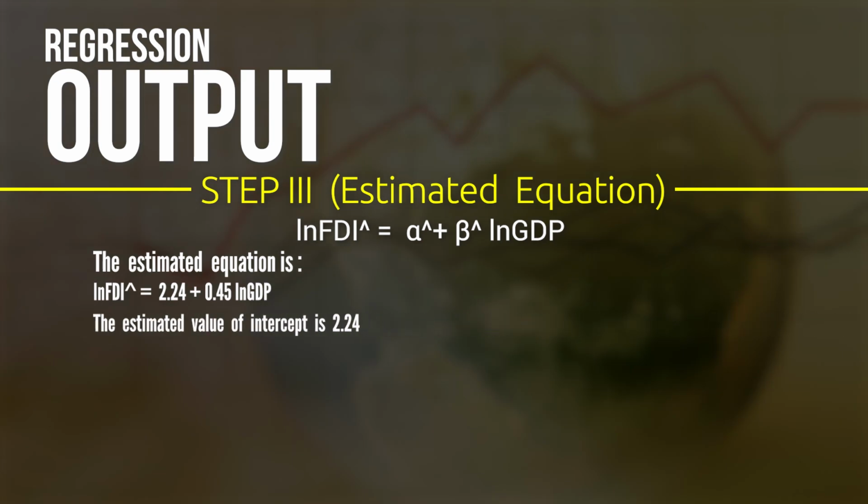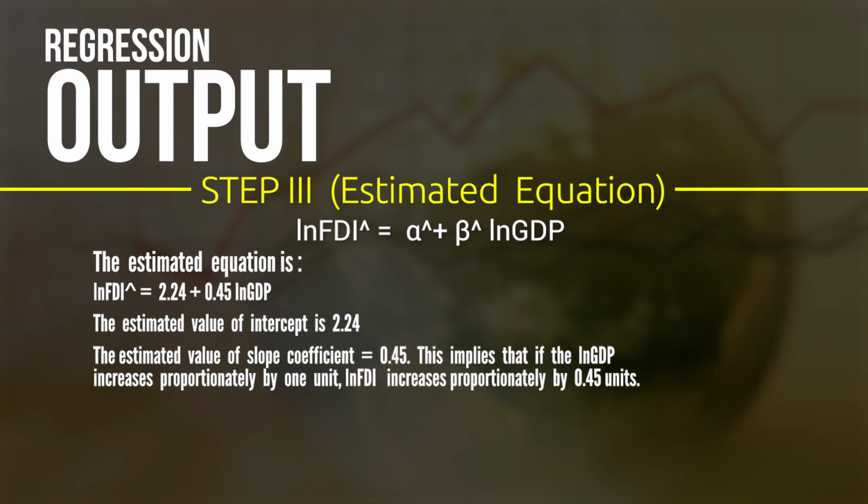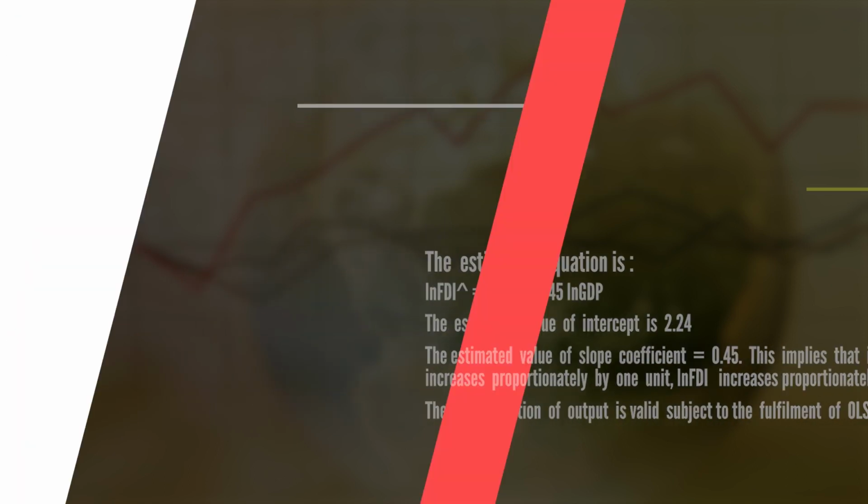This 2.24 will always be constant even if the GDP is 0, because 2.24 is autonomous and it is the constant intercept term. But 0.45 is the slope coefficient, which means that if the ln GDP rises by 1 unit, then ln FDI hat will rise by 0.45 units. So it is measuring the magnitude and also explaining the direction of the relationship because of the plus sign.